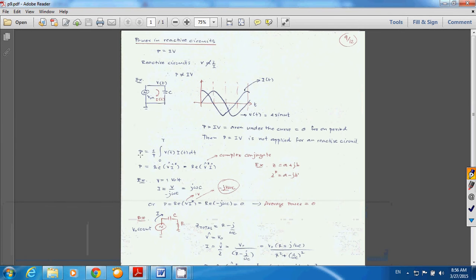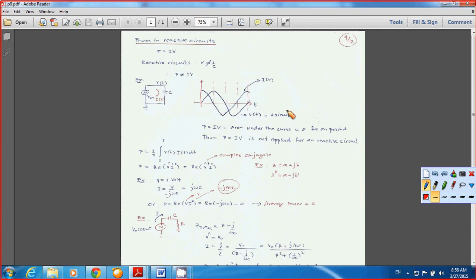Now take a look at the power in reactive circuits, or when you have a capacitor and inductor connected to the circuit. For the reactive circuit, your voltage is not really proportional to 1 over I, so your power is not equal to I multiplied by V. Why do I say something like this? Well, take a look at the plot between the current and the voltage here.